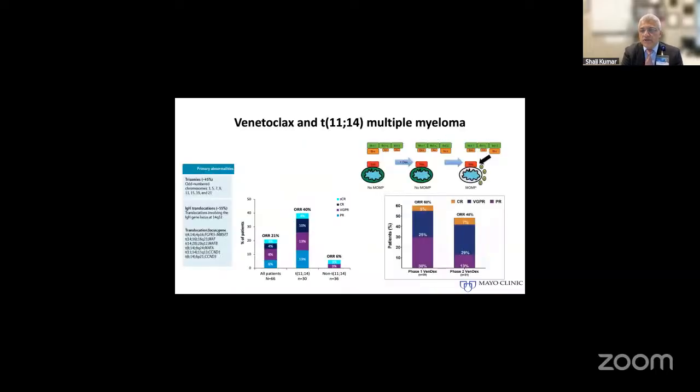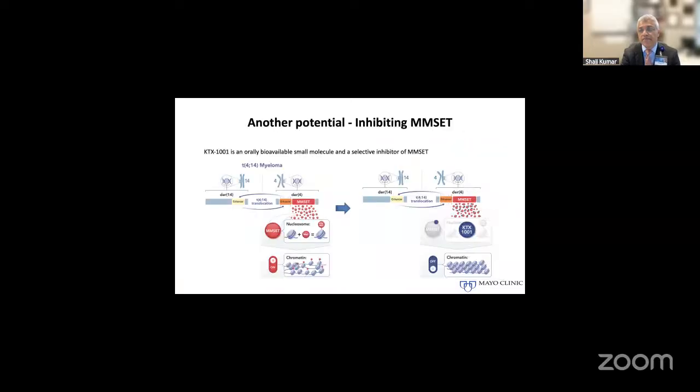So one of them is the data that we have from venetoclax. Venetoclax is a BCL2 inhibitor. We know that it can be used in combination with dexamethasone or the standard of care therapy in patients with 11;14 translocation. And in these patients, it seems to really impact the outcome and get really deep responses. So that is one thing to be considered, but only in the patients with 11;14 translocation.